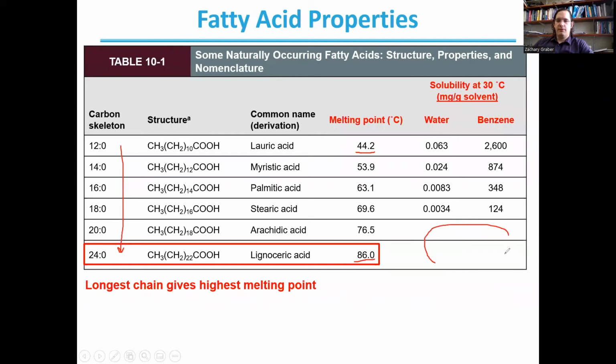We don't have a solubility for our largest carbon chains, but if you look at our shortest, lauric acid here, it has a much higher water solubility compared to our stearic acid, 0.063 compared to 0.0034. And we also see a higher solubility in benzene as well compared to our larger stearic acid. Solubilities for arachidic acid and lignoceric acid aren't measured, but of course they would follow the same general trend, with their solubility decreasing with that larger carbon chain.